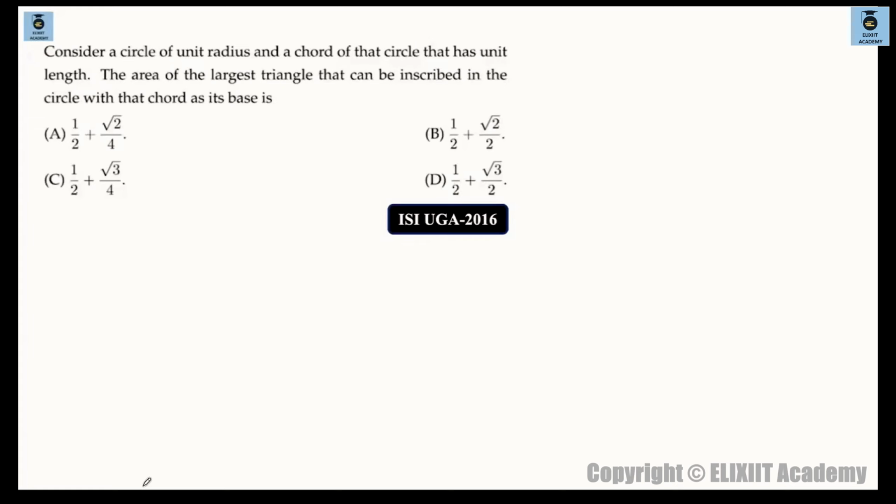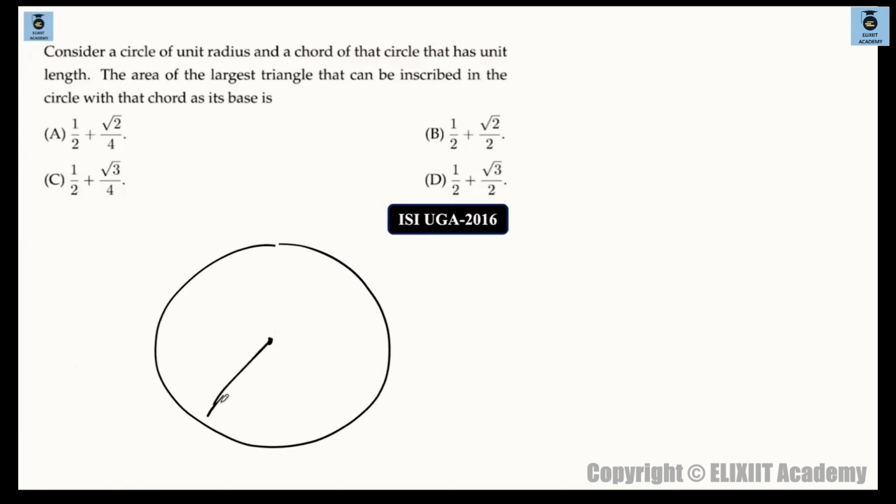So we have a circle of unit radius, and a chord of that circle that has unit length. When the radius is 1 unit and the chord is also 1 unit, the triangle formed with the center is an equilateral triangle over here. Radius is 1 unit, chord length is also 1 unit.